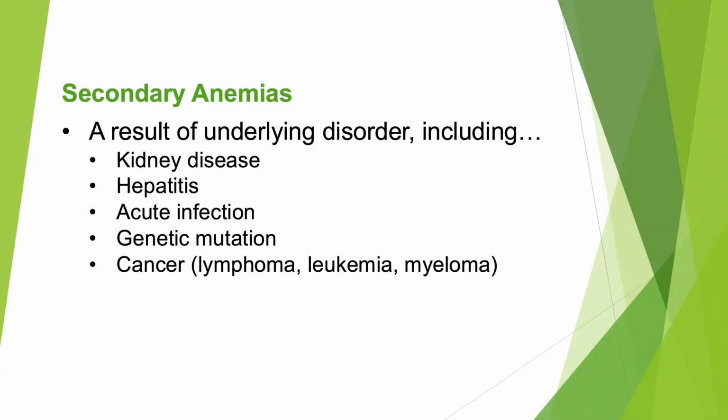causes. Secondary anemias are a result of underlying disorders. These include kidney disease, hepatitis, acute infection, genetic mutation, and cancer, such as lymphoma, leukemia, or myeloma.